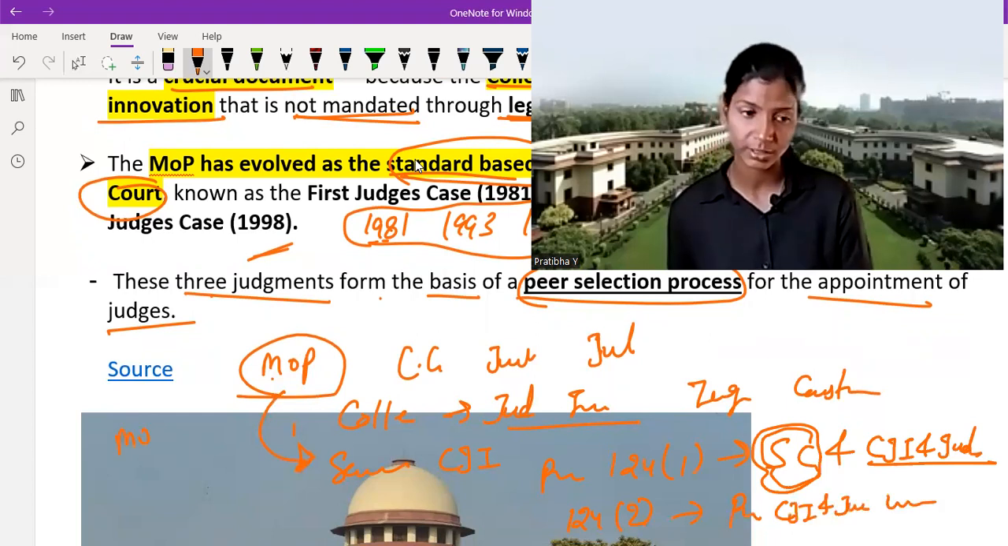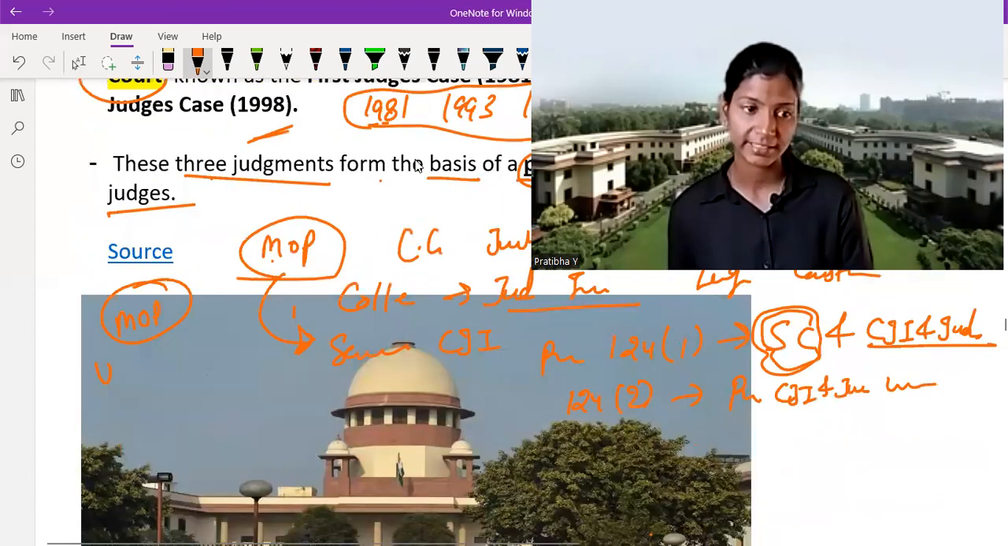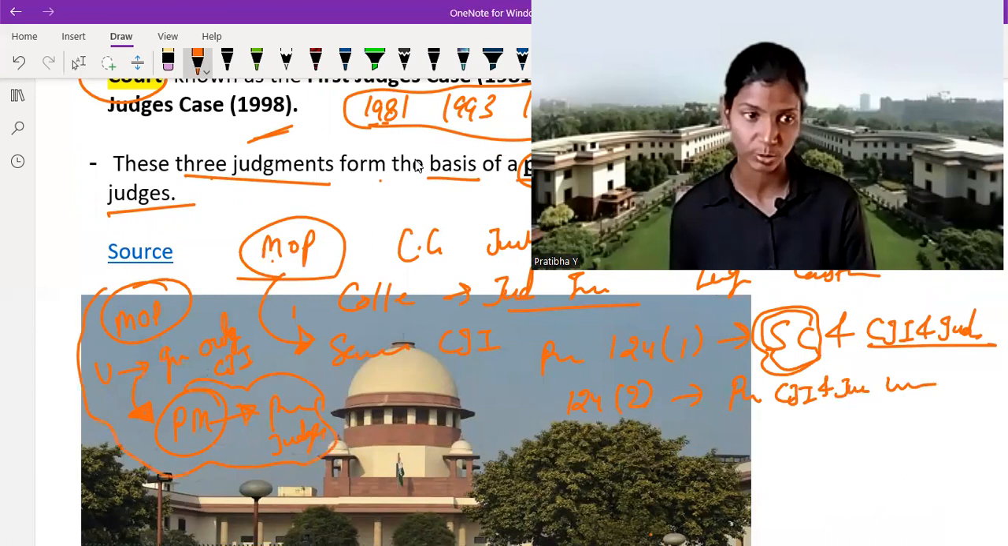How did MOP work initially? The Union Minister of Law and Justice takes a recommendation from the outgoing CJI. After getting the recommendation, they put it in front of the Prime Minister, and then the Prime Minister advises the President on the appointment of judges. In the earlier collegial system, the central government had no say, but in MOP the central government has a say.